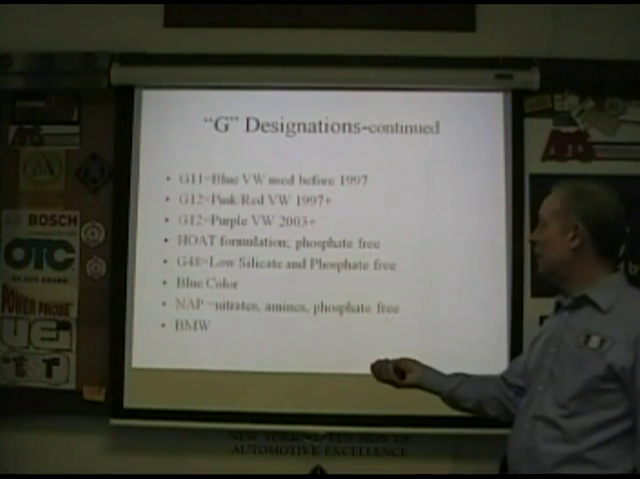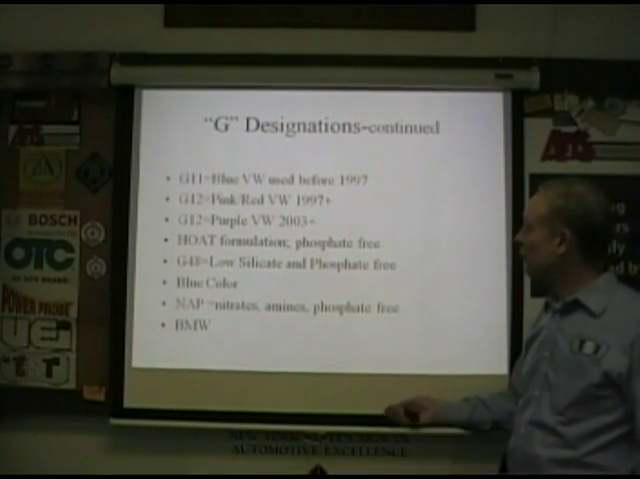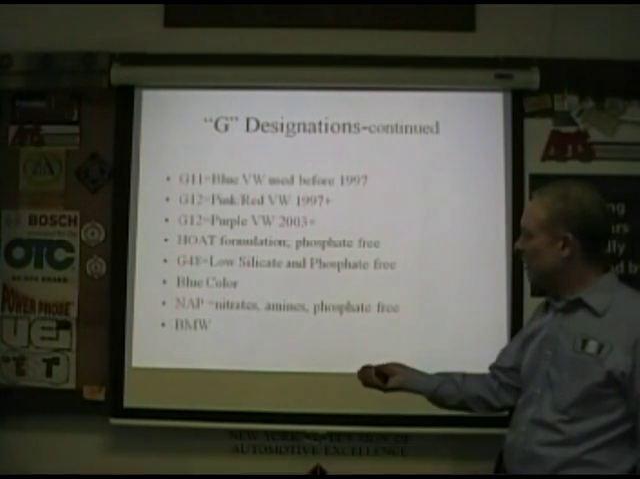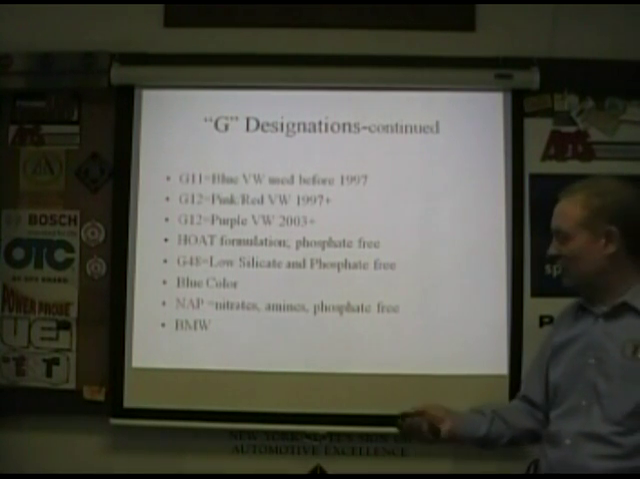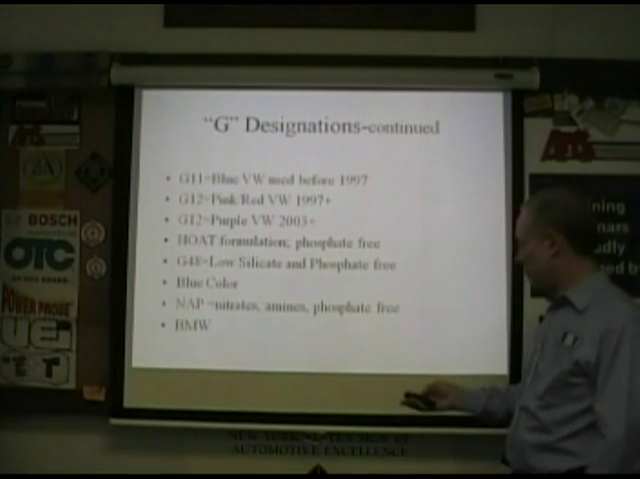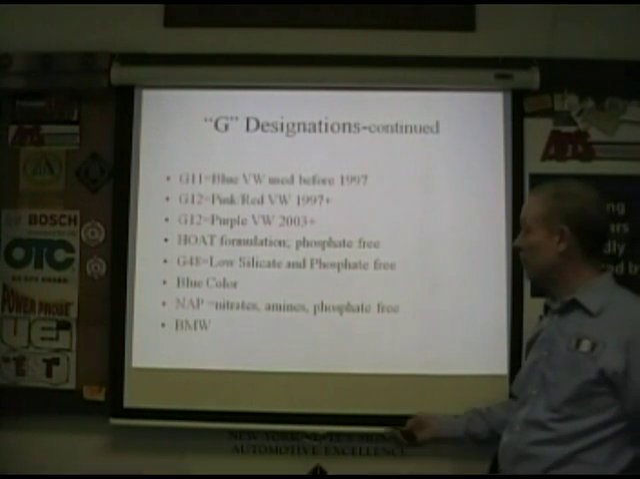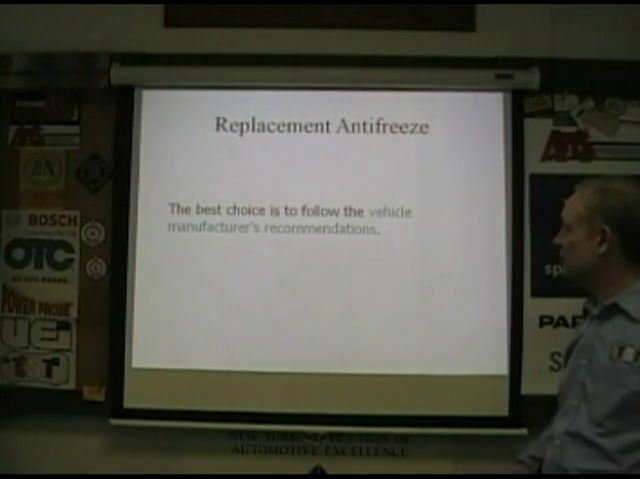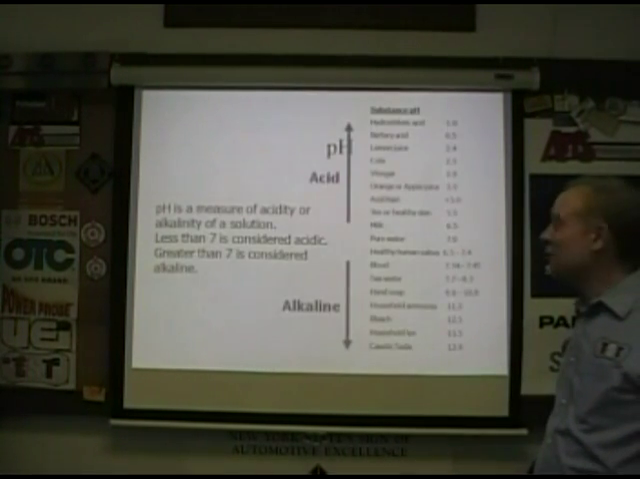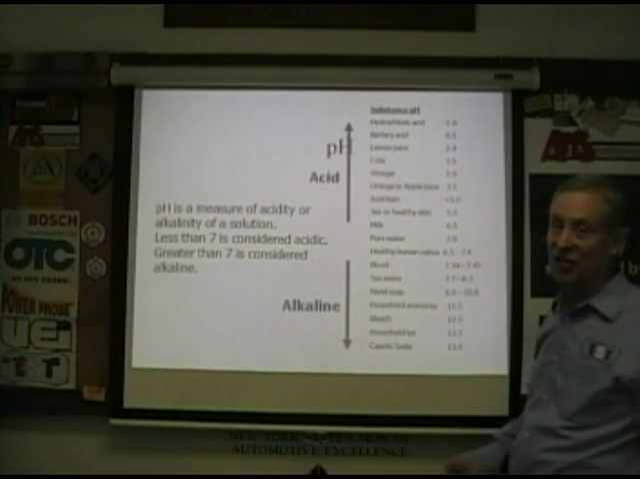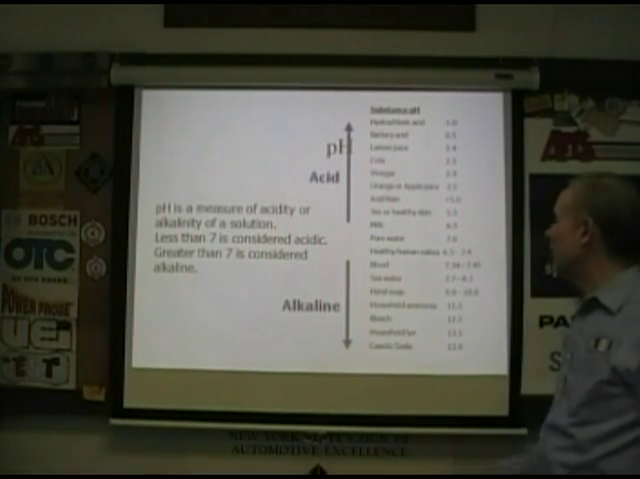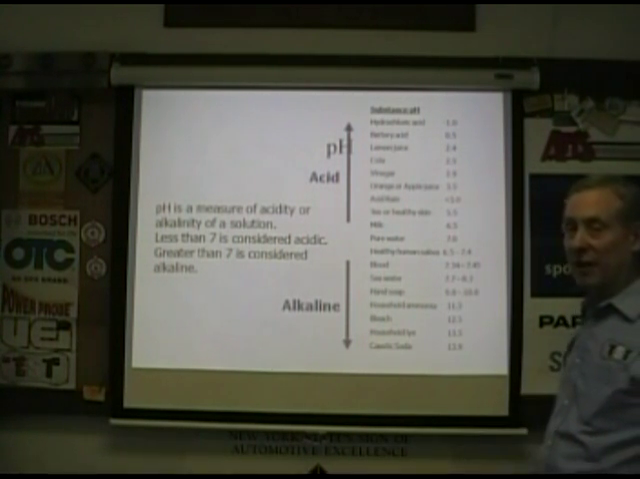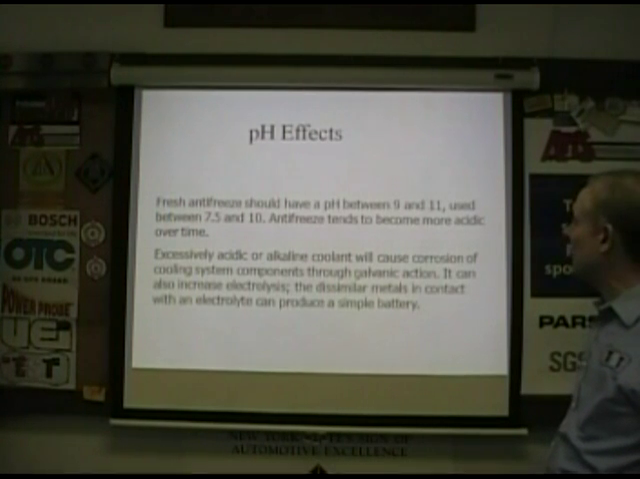Okay. Again, this stuff's in your handout. G48, low silicate and phosphate free. It's blue in color. Nitrite, again, these chemistries, you don't have to know the chemistries. What you have to know is the spec. BMW has their own spec. I've had very good luck with it over the years with distilled water. All right, replacement antifreeze. What I've been saying. Use the manufacturer's spec. There's the thing on pH. You don't have to memorize it. You could have this there in your shop to look at. But in reality, all you have to know is that different pHs react with each other. Different chemistries react with each other.